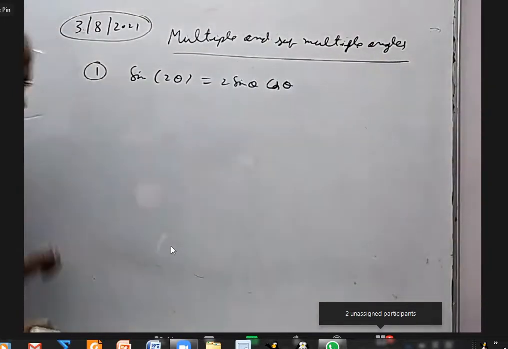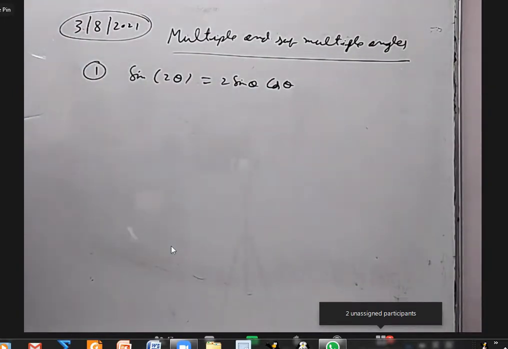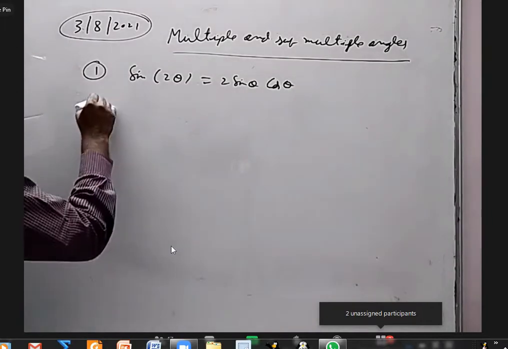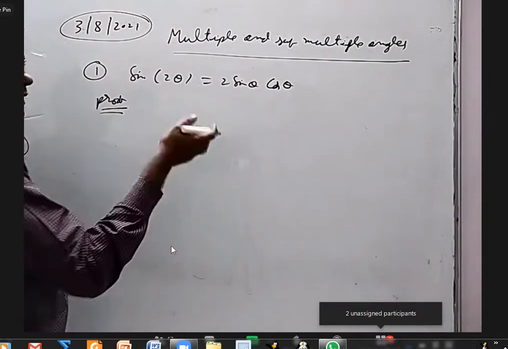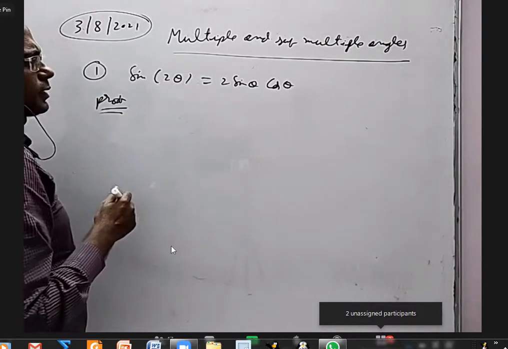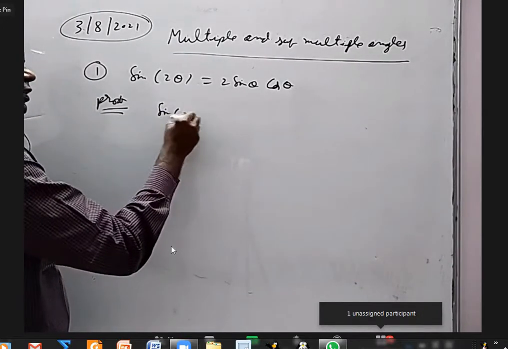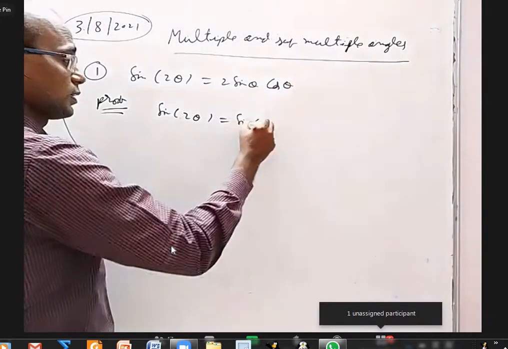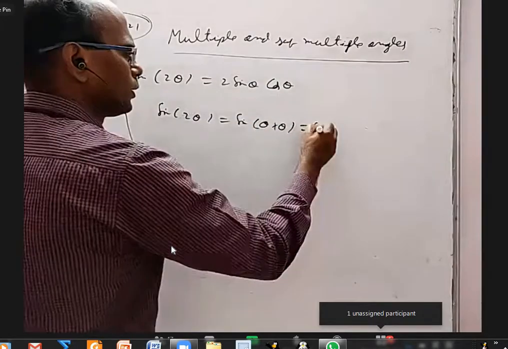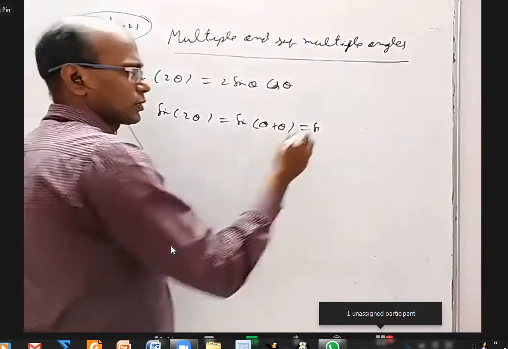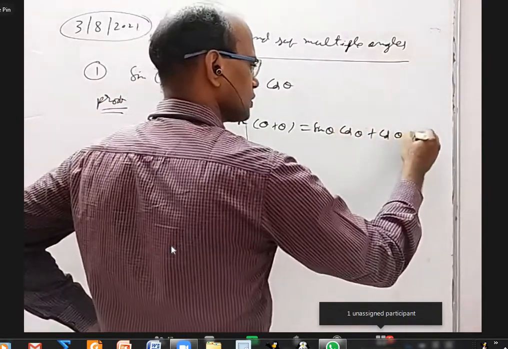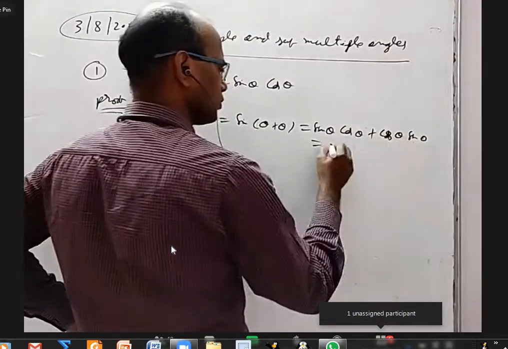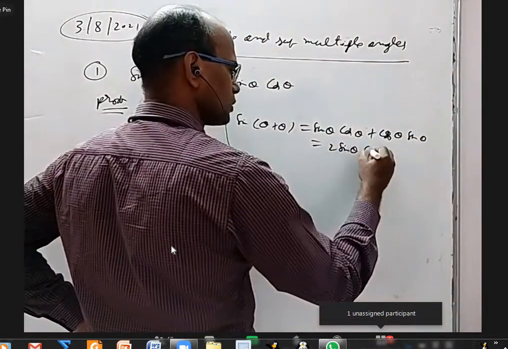Yes, sir. So we can use sin of A plus B, substituting A equal to B equal to theta. Yeah, correct. You simply take sin A plus B and take both A and B as theta. So sin 2 theta can be written as sin theta plus theta. It is like sin A plus B, sin A cos B plus cos A sin B. You'll get sin theta into cos theta plus cos theta into sin theta, which is 2 sin theta cos theta.